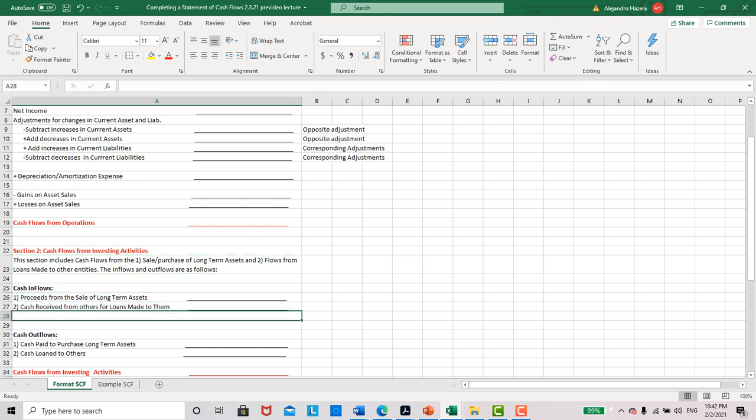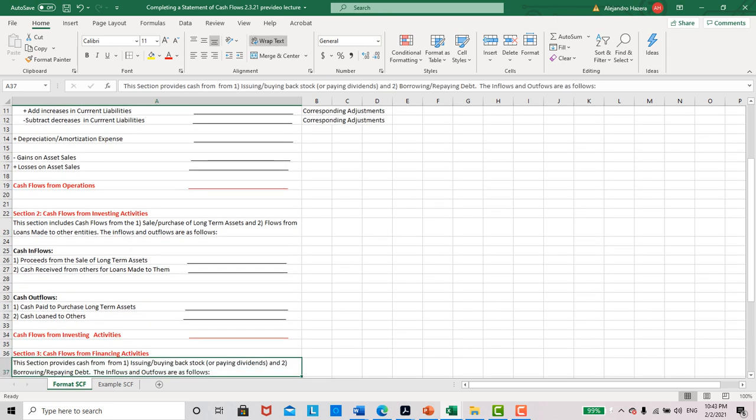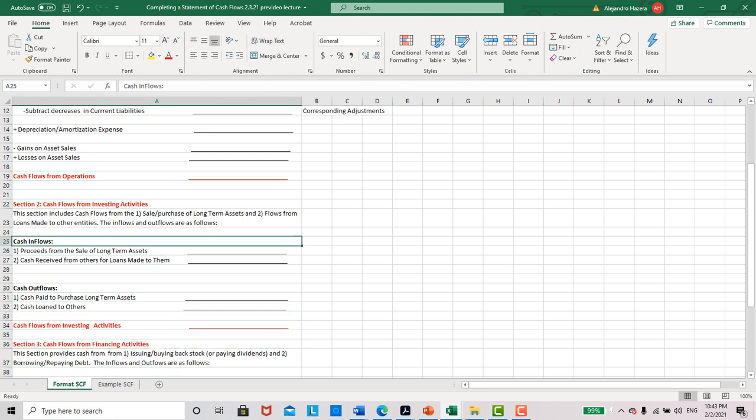There are equal and opposite cash flows in each one. The proceeds from the sale of assets are the inflow for activity number one, sales and purchases of long-term assets, and obviously the opposite is cash paid to purchase assets. So you have inflows from sales and outflows from purchases. And then for lending activities, the outflow is money you loan to others. Loans mean you're lending money, not borrowing it.